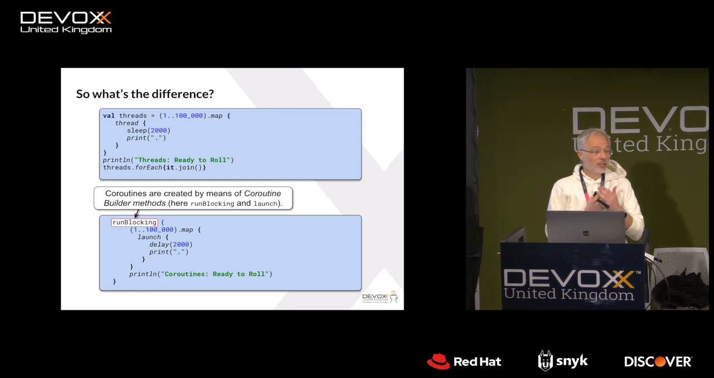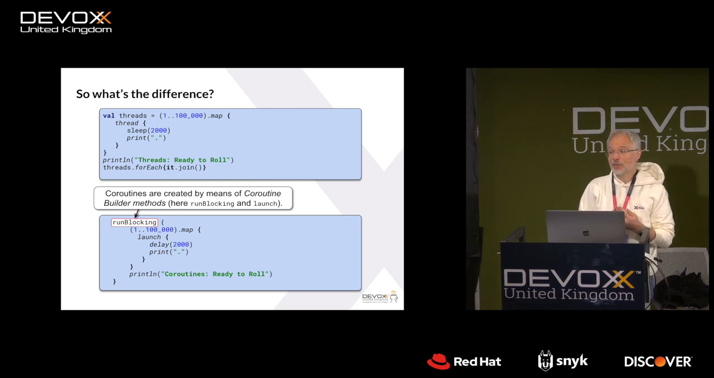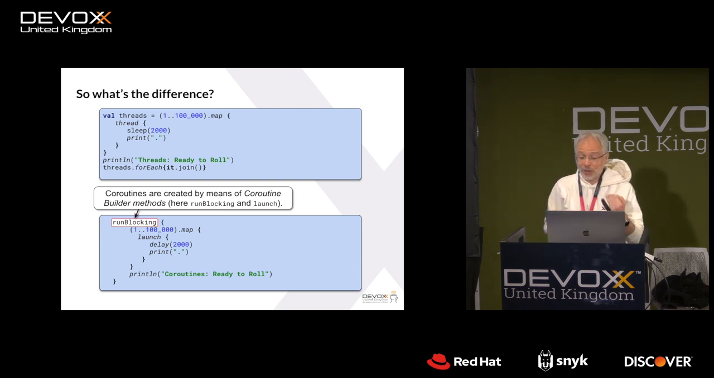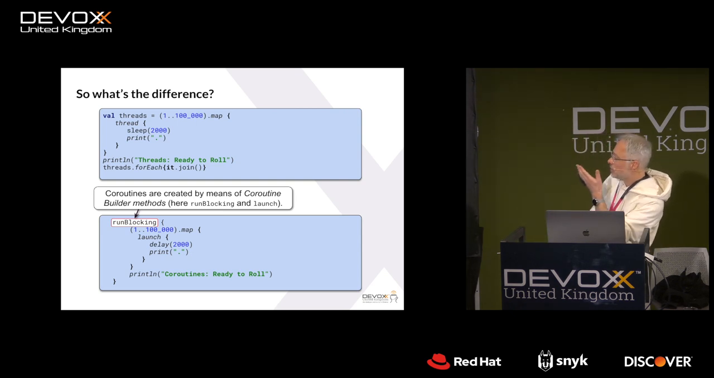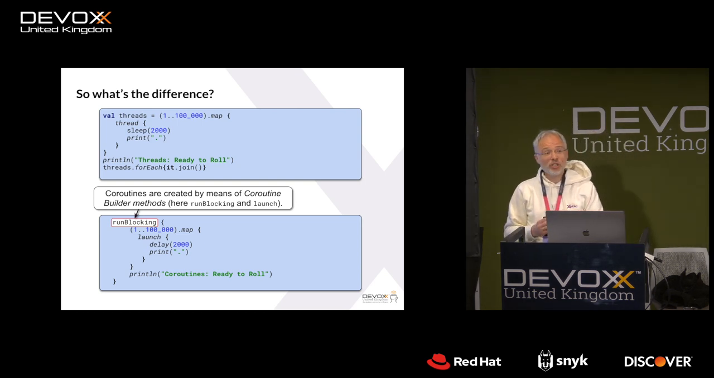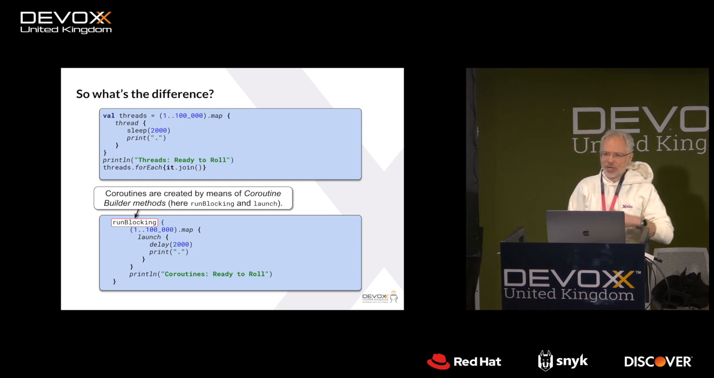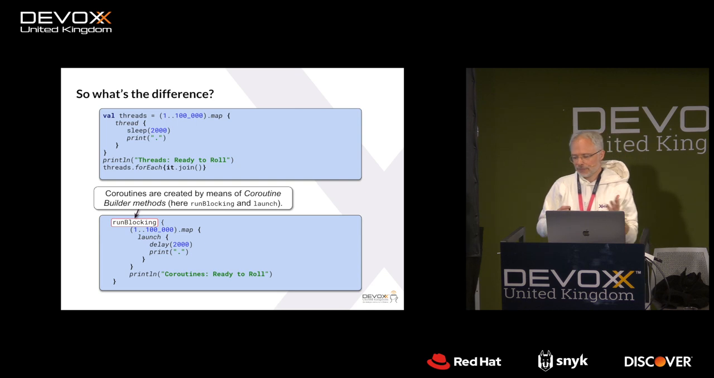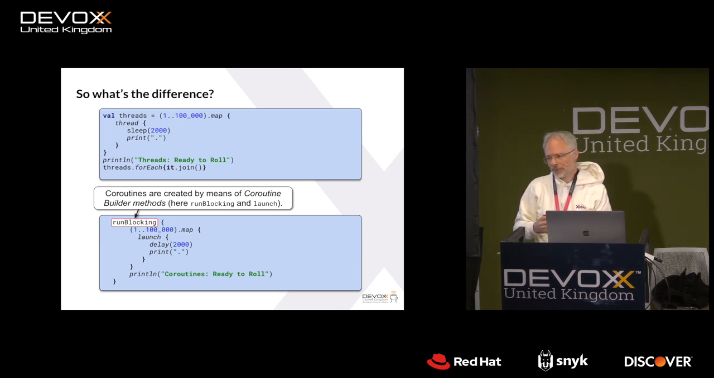First of all, you cannot create coroutines as you can create threads. There is no constructor I can call, new coroutine, do your thing. No, you always need a builder to do that. And the builder we use here is runBlocking, which is a special one, which you also shouldn't use in production code, only for testing purposes. runBlocking kind of bridges the thread world with the coroutine world in a blocking way, which in real reactive systems you do not want. I will show you later how you can overcome that.